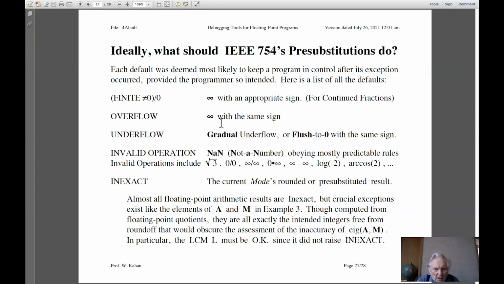But the one that I want to talk about is inexact. Now, it's rather strange that we call that an exception, because almost every floating point operation is rounded, and it raises the inexact flag. Of course, it only has to raise it once, because only the first occasion of an exception raises its flag, and after that, you just leave it up.